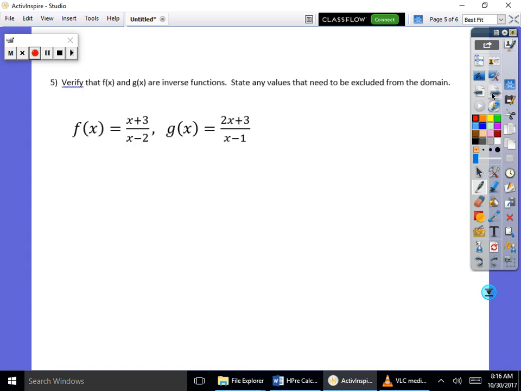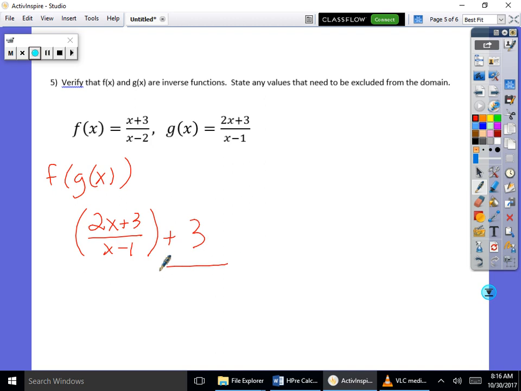All right. I am up to question number 5. Now, this one is meaner than I've had you do in the past. Okay? So, we need to do f of g of x. So, that is going to be 2x plus 3 over x minus 1 plus 3 over x minus 2. Oh, we do. How did I totally miss that? Oh my gosh, I totally missed that. Sorry. You do plug it in the denominator. How did I miss that? Good eyes. 2x plus 3 over x minus 1.